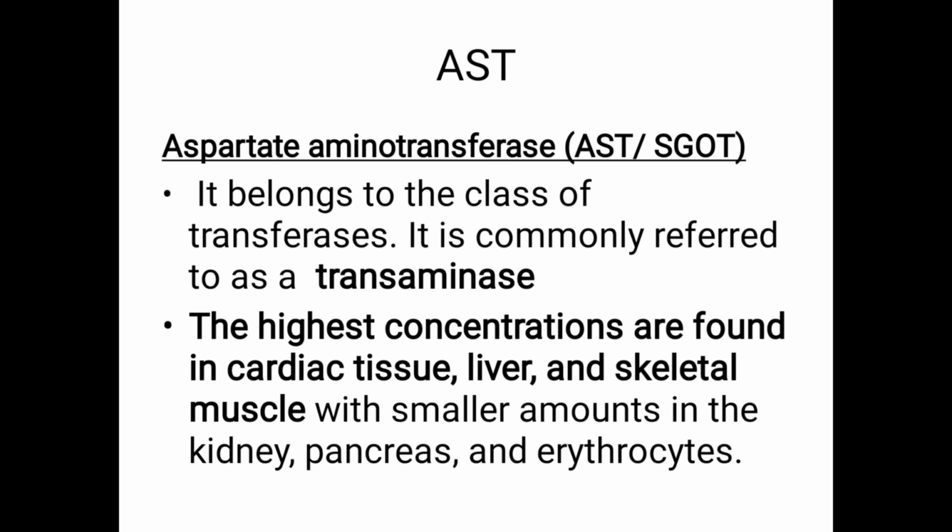If a short note is asked on diagnostic enzymes, depending on the marks you can choose any 3 enzymes or 4. If 3, then you can choose 3. If you choose AST, you have to write this: the highest concentrations are found in cardiac tissue, liver and skeletal muscle, and a small amount is present in kidney, pancreas and erythrocytes, that is RBCs. AST is there in RBCs also, but more in liver and cardiac tissue and then skeletal muscle.